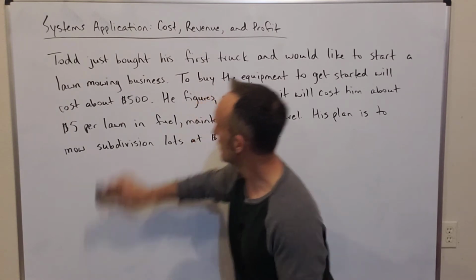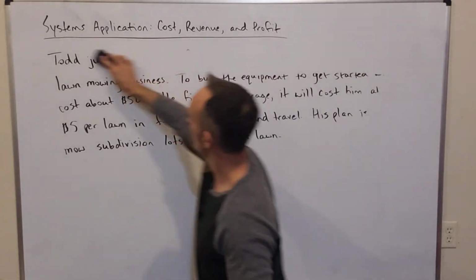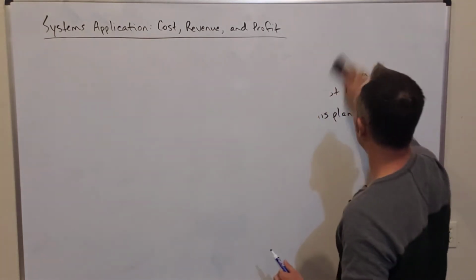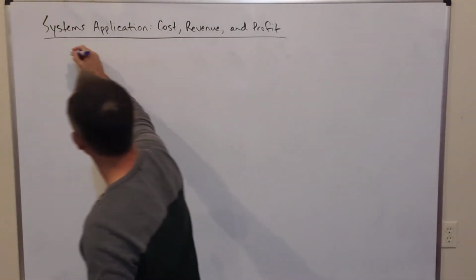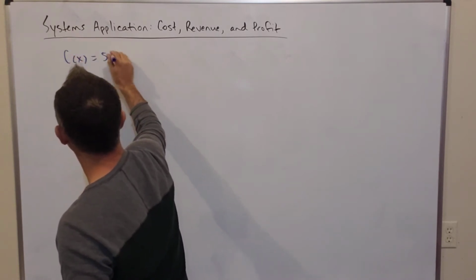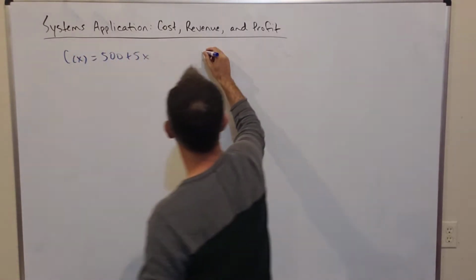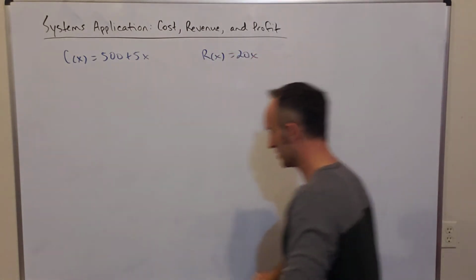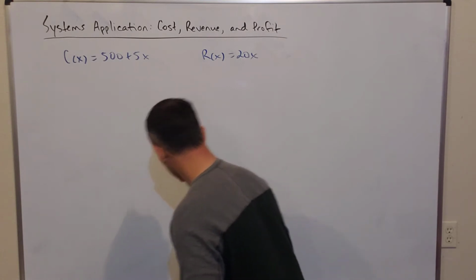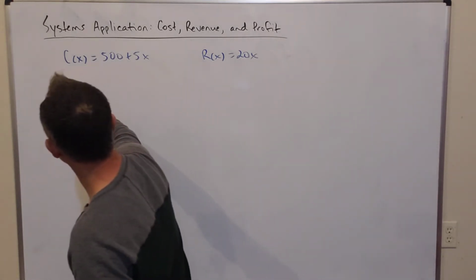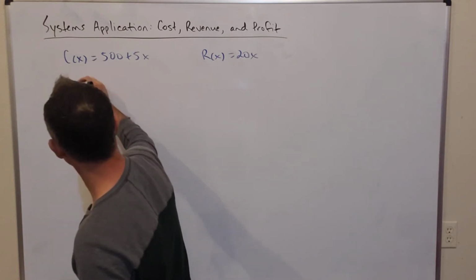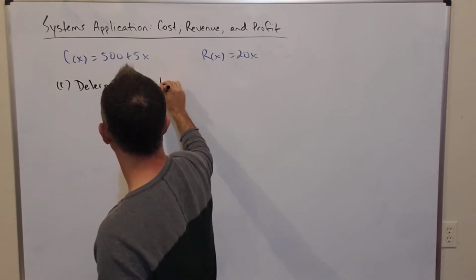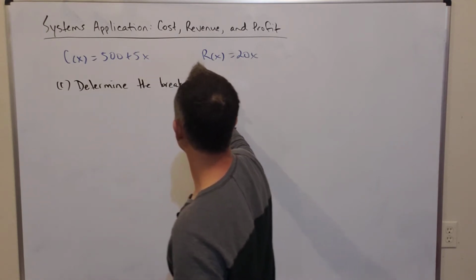So now, let me erase the problem. We've got the problem down. We've got his cost function and his revenue function. So I'll write those up here so we have those. So the cost function was 500 plus 5x. The revenue function was 20 times x, okay? And now let's look at question C. So question C asks to determine the break-even point.